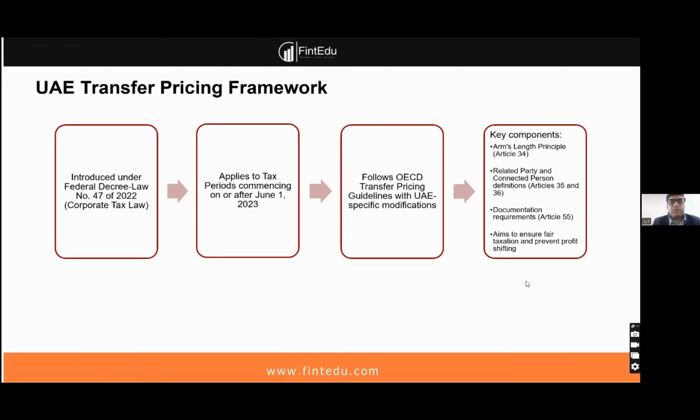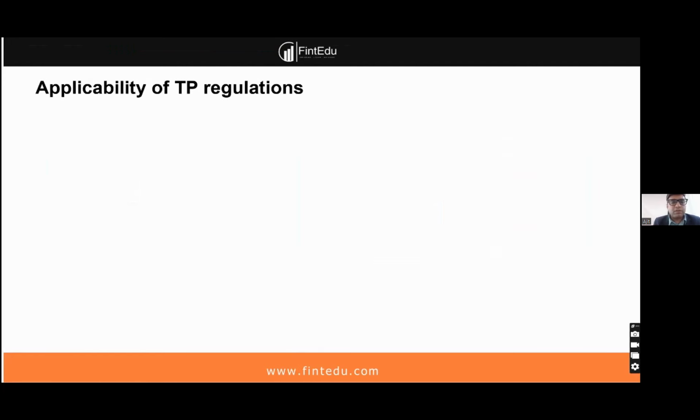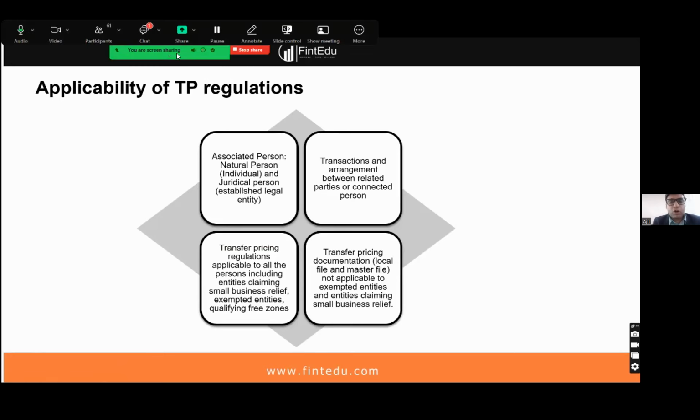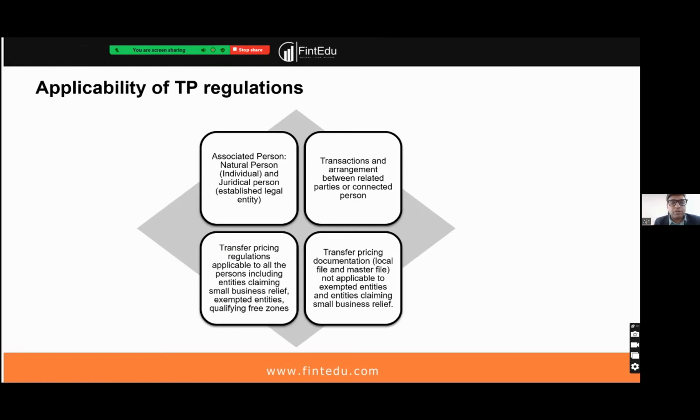So far, we had clarity about the transfer pricing documentation, local file, master file, but now the FTA has published the TP disclosure form, and that is also part of the transfer pricing documentation. When we talk about the disclosure form, it is important to understand first to whom the TP regulations are applicable. Then only would we be able to accurately fill the form and meet the requirement as per the law. The transfer pricing regulations are applicable to the associated person, which means the juridical person and the natural person, and it is basically applicable for the transactions and arrangements between related party and connected person.